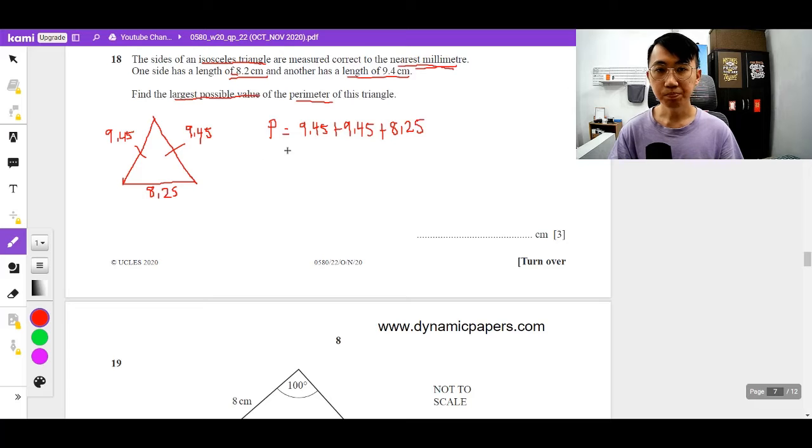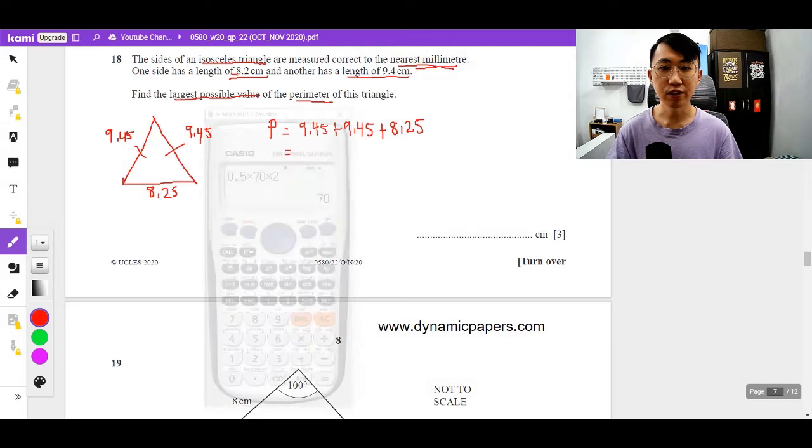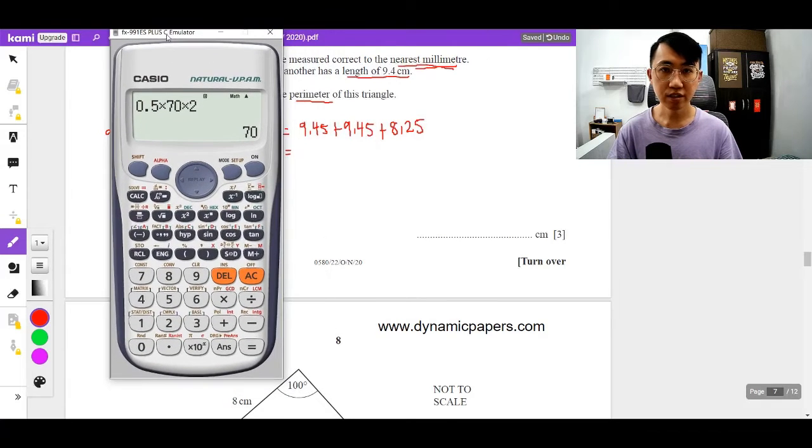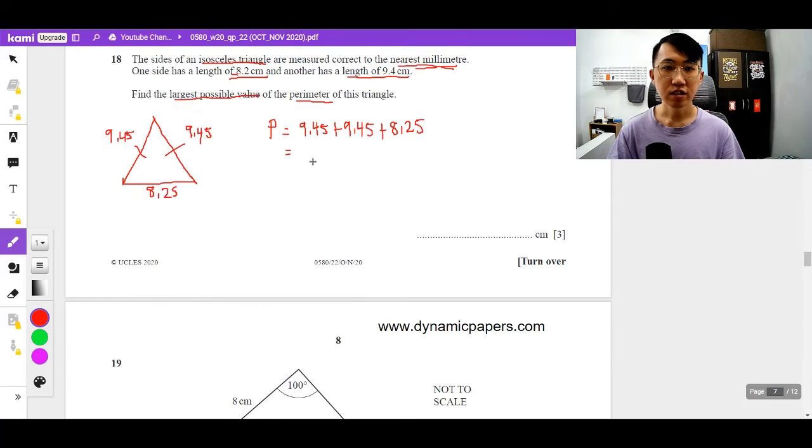Alright, let's use our calculator for this. So let's do slowly. 9.45 plus 9.45 plus 8.25. Press equal. Press this button. 27.15. Okay, so that's the answer. 27.15 centimeter for perimeter.